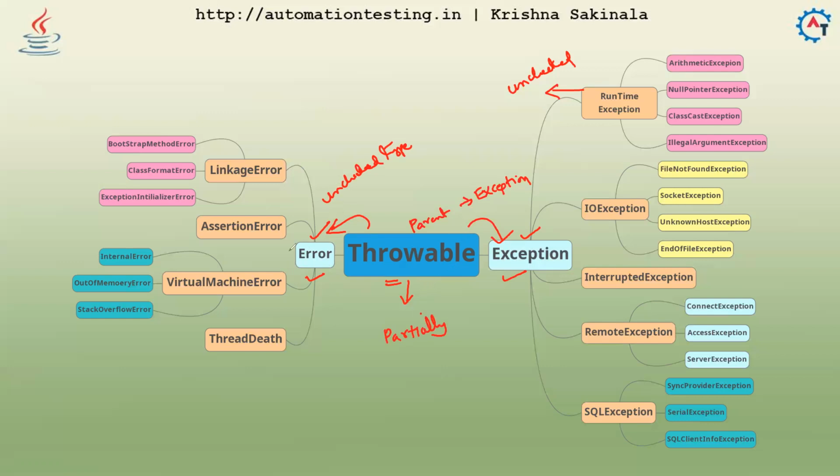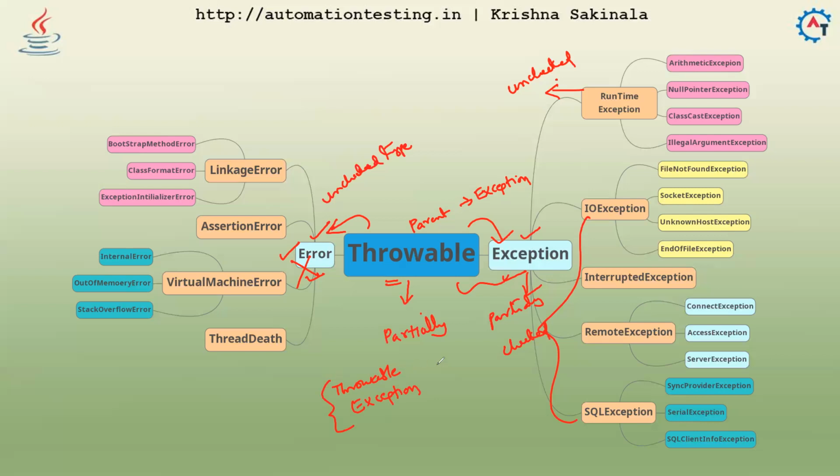When you talk about Error, anyway it is an unchecked exception, so no need to talk about it. But when you come to Exception, you have so many child classes. In those, RuntimeException is unchecked, and all the remaining ones are checked. As per the definition, if a class has an unchecked child, then it becomes a partially checked exception. So these two, Throwable and Exception, are partially checked exceptions.